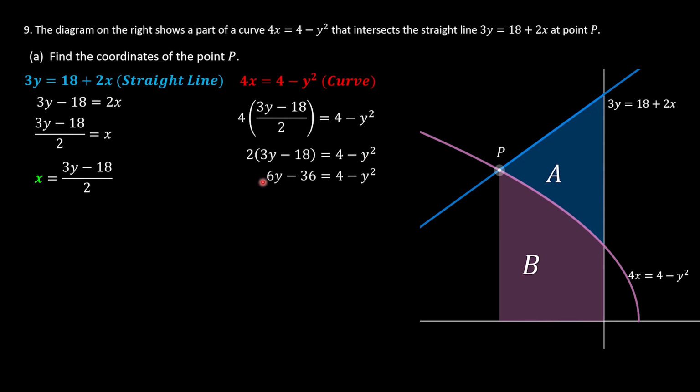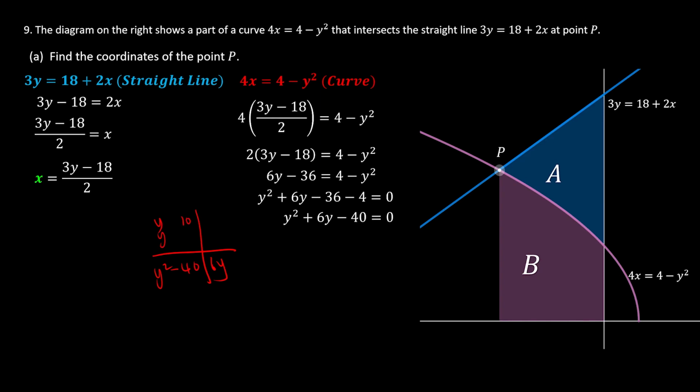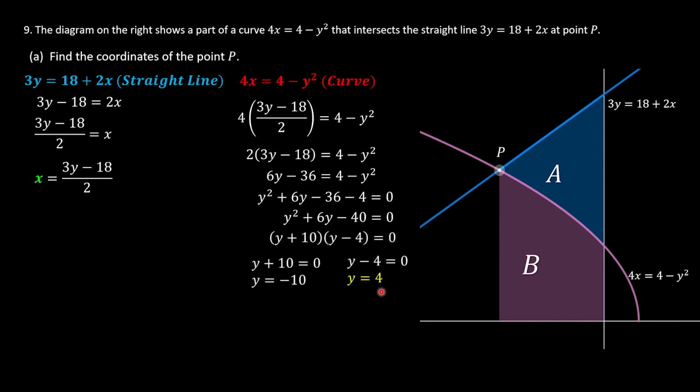And move everything to the left because usually we move so that our y squared has the positive coefficient. After we move, now we can simplify one more time, group the like terms. Negative 36 minus 4 is minus 40. And now we can do the finding of the roots. We have y squared plus 6y minus 40, y and y, 10 and 4, and must be one positive, one negative. So this is how we get our roots: y equals negative 10 or y equals 4.